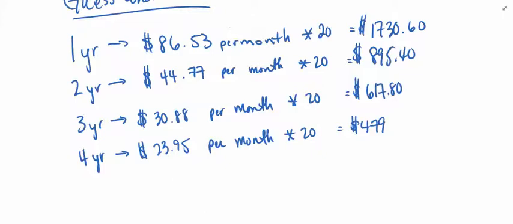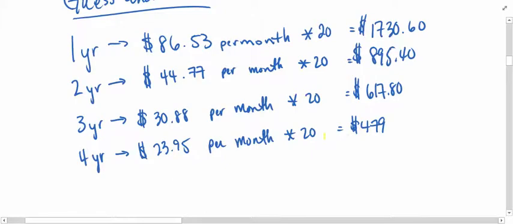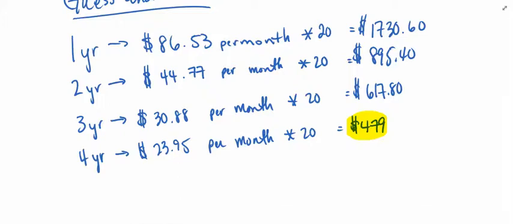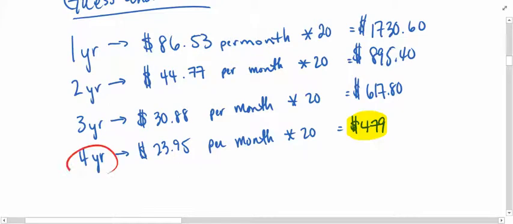So if you continue this calculation, you'll find that on the 4th year, our monthly payment per $1,000 is only $23.95. And when we multiply that by 20, we end up with a monthly payment of $479. So what it looks like to me is that approximately 4 years is the length of the loan that you'll need to take out in order to keep a monthly payment less than $500. A 3-year loan won't cut it, but a 4-year loan will.